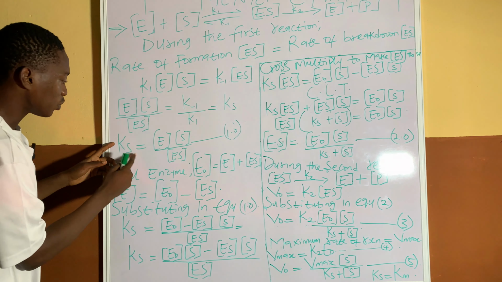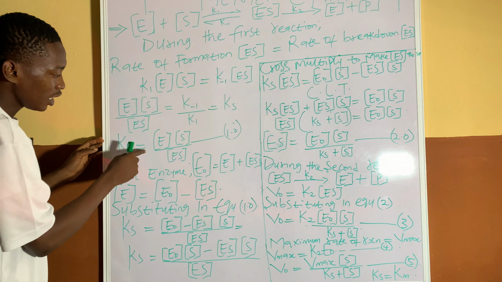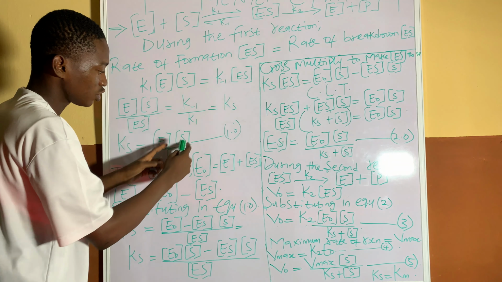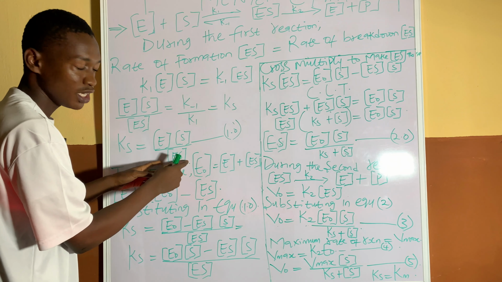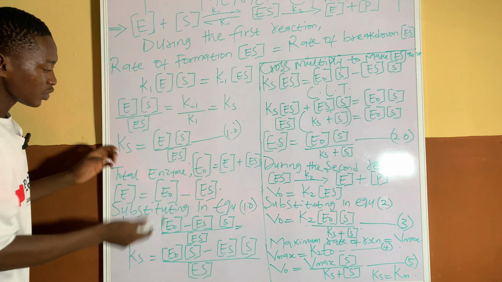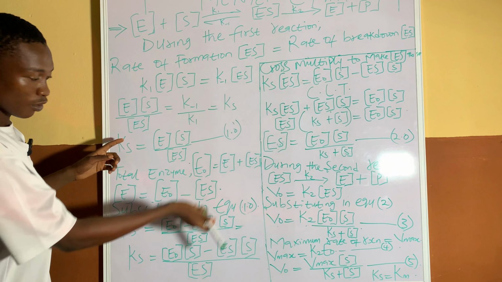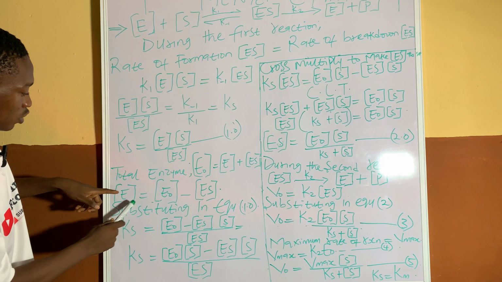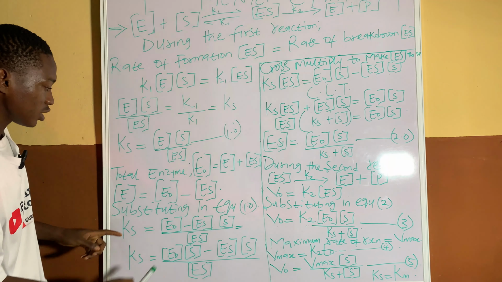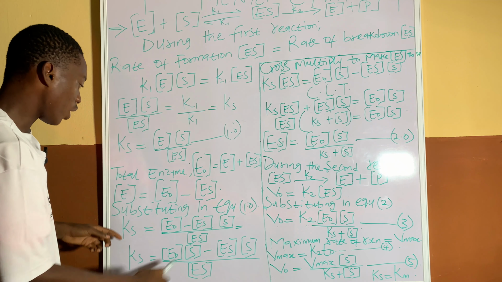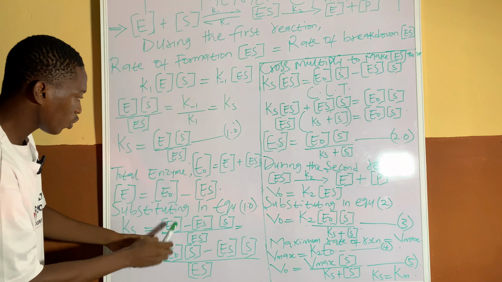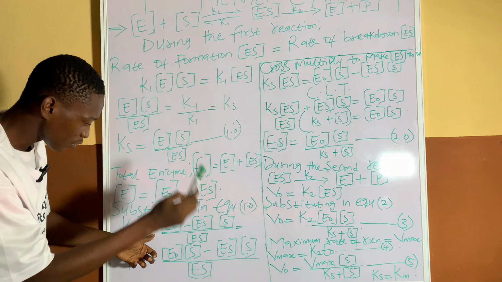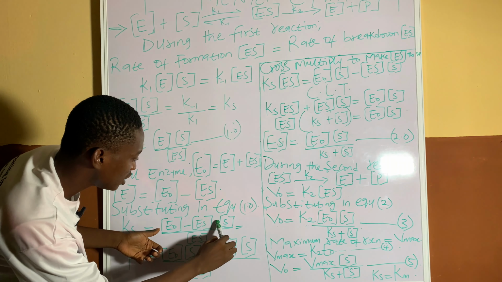So in equation 1, we have Ks, K subscript S, equal to concentration E, concentration S, all over concentration ES. So that means this is our E. Anywhere we see E, we substitute this value now. E is equal to E0 minus ES. So substituting this value in equation 1, Ks will be equal to, instead of writing concentration E, we'll now say E0 minus ES.